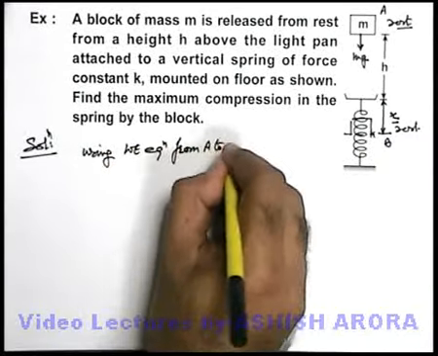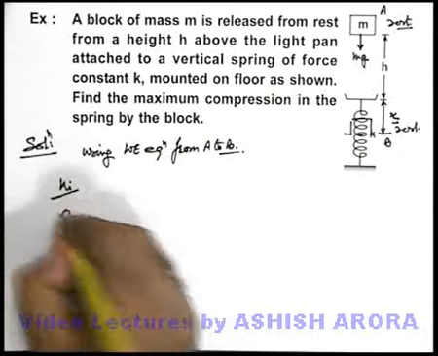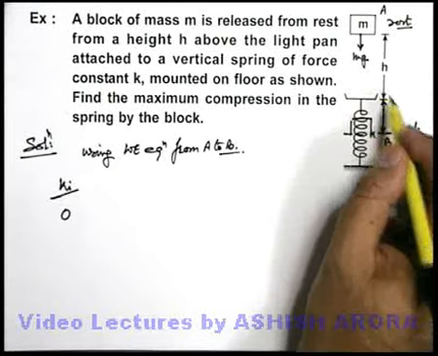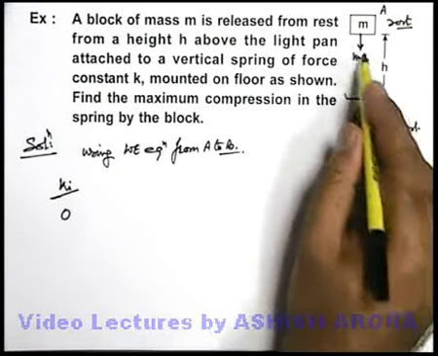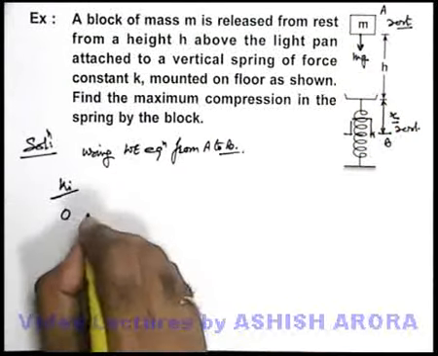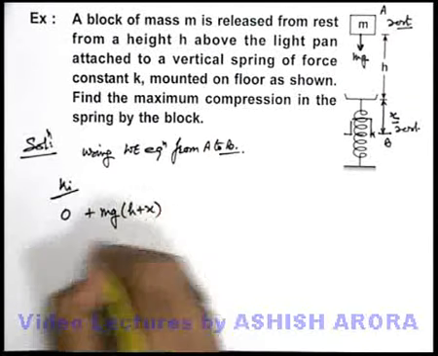from A to B. We can see the initial kinetic energy of the block was 0. It has fallen totally by a distance h plus x, and throughout the motion mg was acting on it in the downward direction, so it is doing positive work. We just add mg into h plus x.